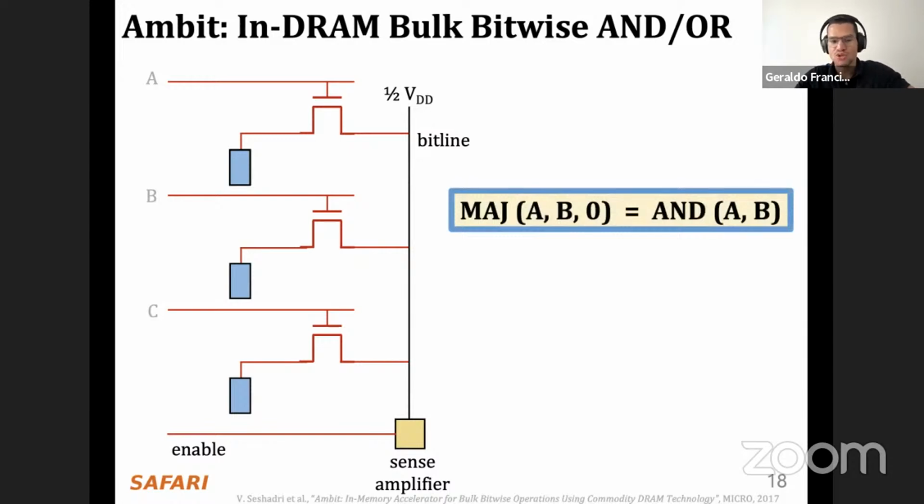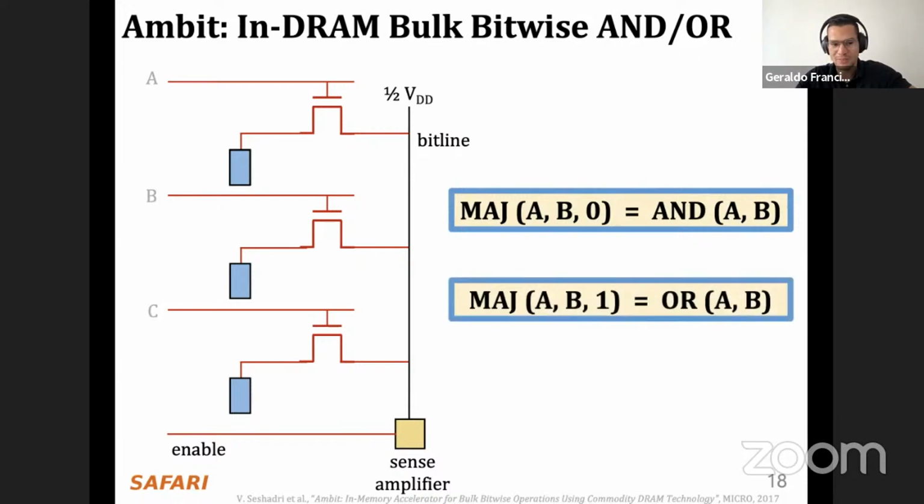So Ambit proposed this triple row activation to do majority operations in DRAM, and they proposed to do both AND operations and OR operations, because using majority you can do AND operations if you set one of the inputs to 0, and you can do OR operations if you set one of the inputs to 1.